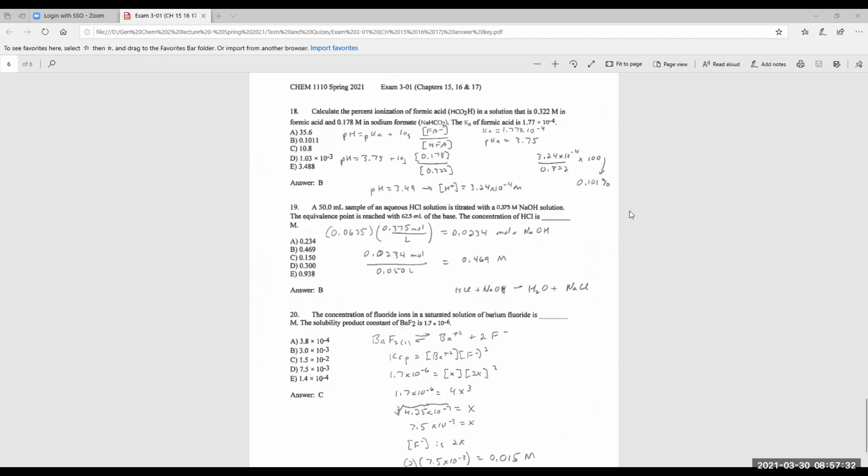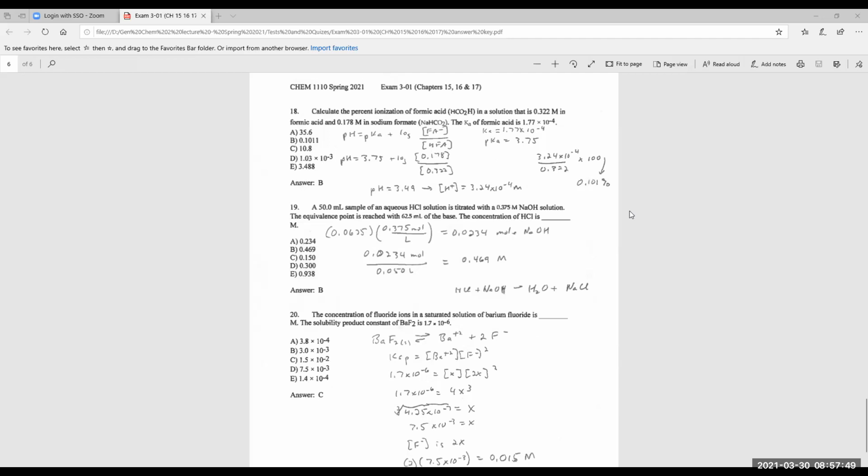and you get a value of 0.101%. So personally, I thought this was the hardest question on the exam. People did pretty well on it, so I was glad to see that. So congratulations on that. Because here you had to do a few things, and you had to remember how to do the percent ionization and all that stuff.